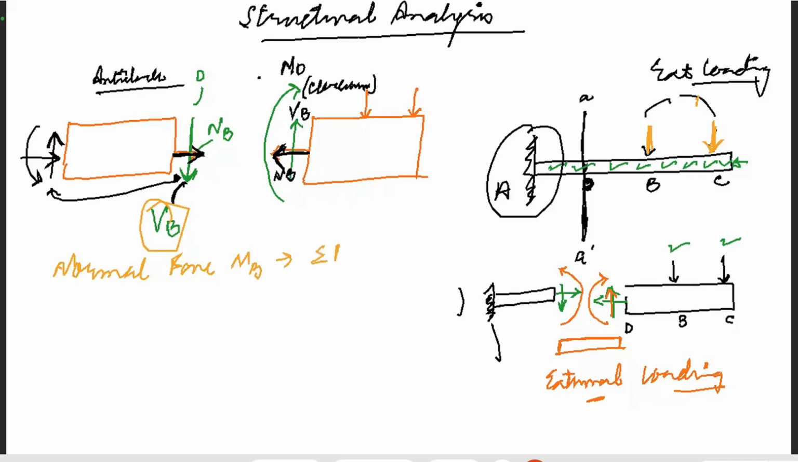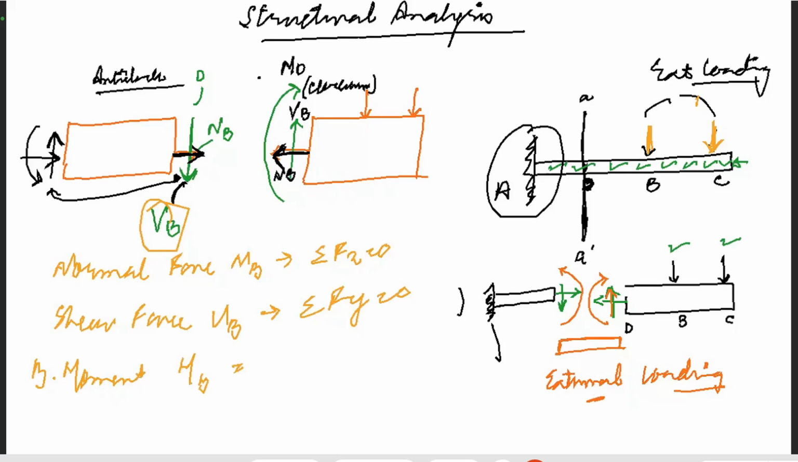Normal force NB will be simply calculated when you take the summation of forces in x equals 0. Your shear force VB will be the summation of forces in y. And your bending moment MB will be calculated by the summation of moments at B equals 0. These are the conditions to calculate our three actual unknown loadings: normal force, shear force, and bending moment.